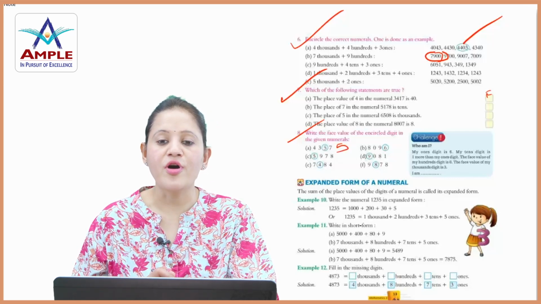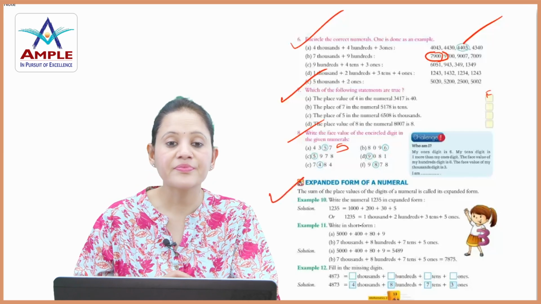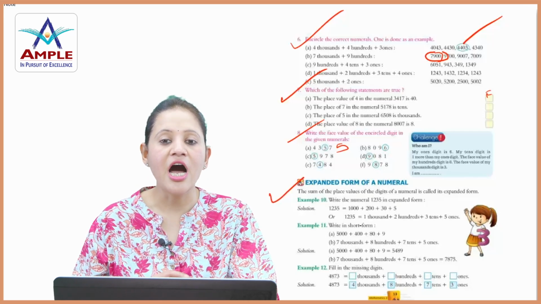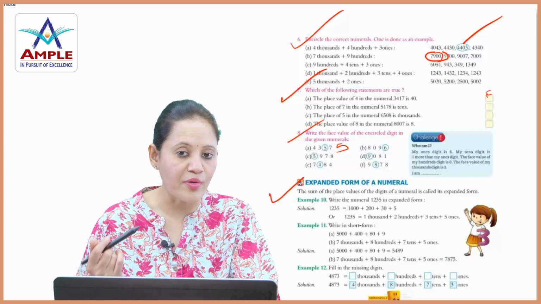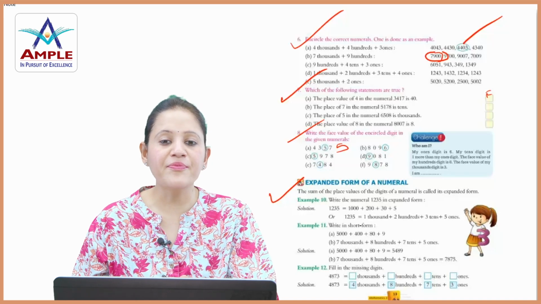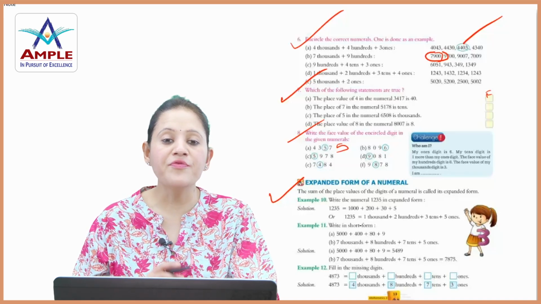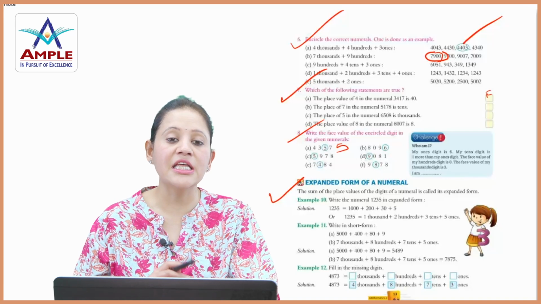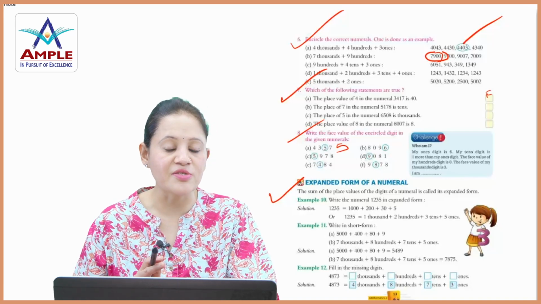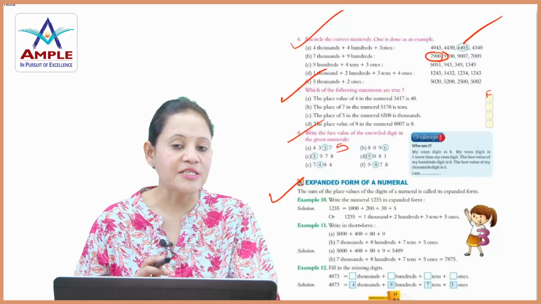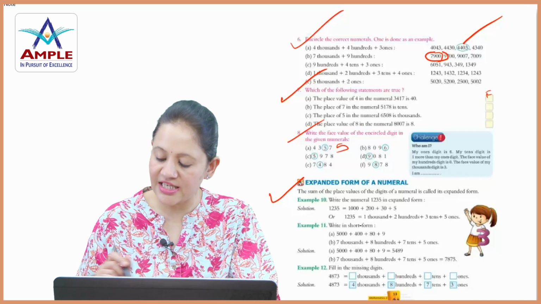Next, expanded form of the numerals. Now we will learn how to write the expanded form of a given numeral. The sum of the place values of the digits of the numeral is called the expanded form. When we write the number in the form of a sum of their place values, that is the expanded form of the given number. We will take an example here.